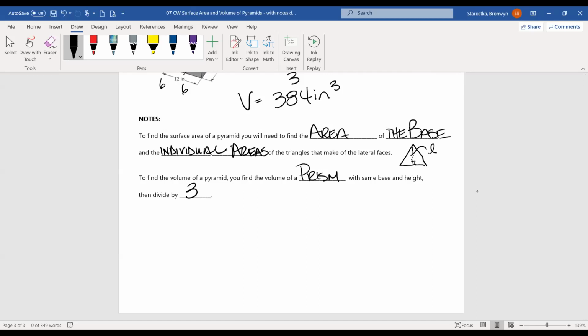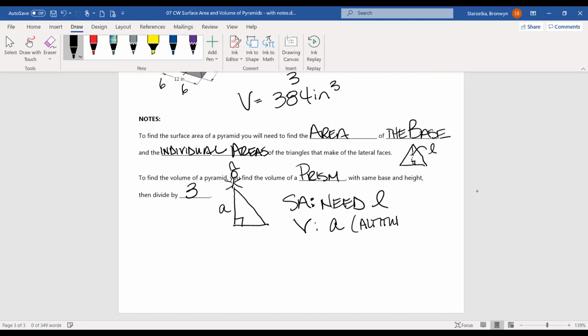All right, and for volume, you need A, your altitude. So for surface area, you need L, the lateral slant height. And for volume, you need A, the altitude, or the height of the whole pyramid.